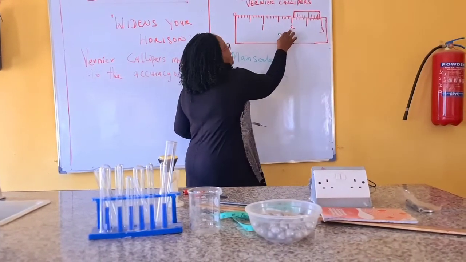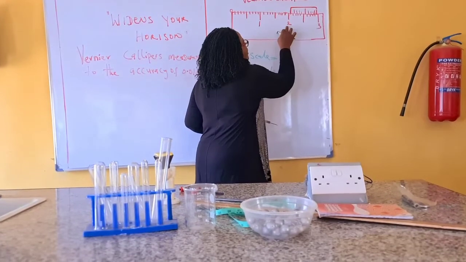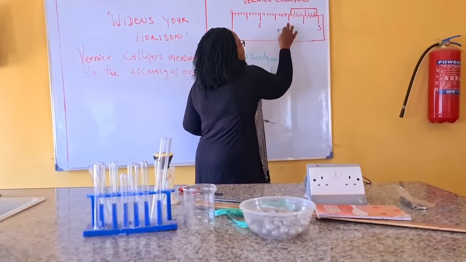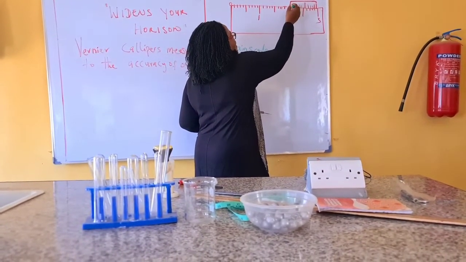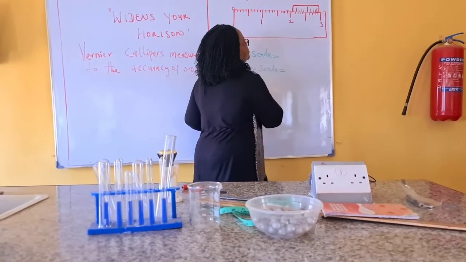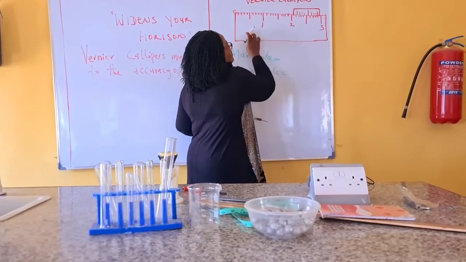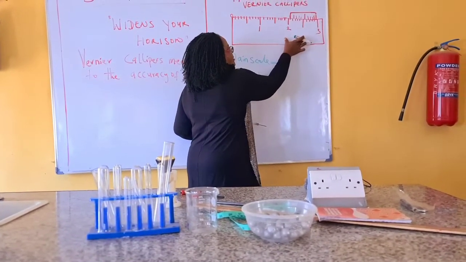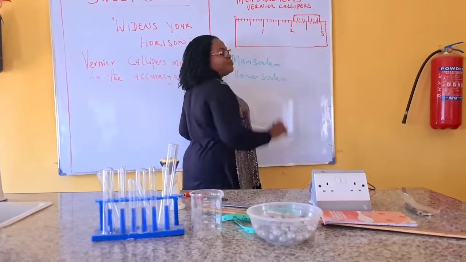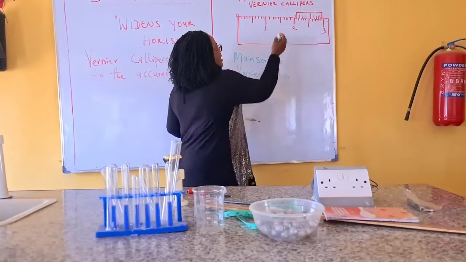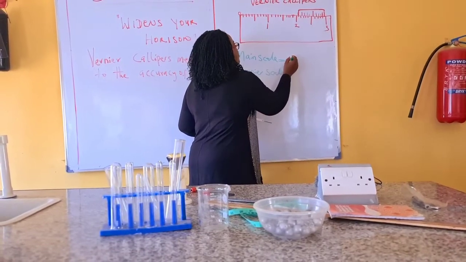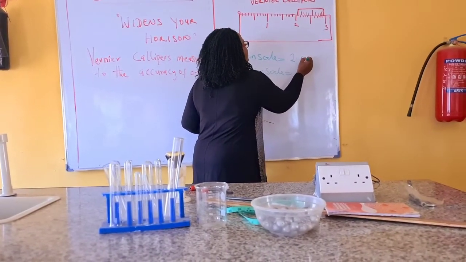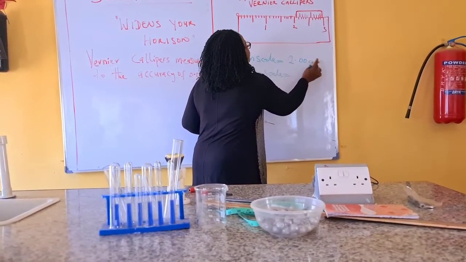And 2 is the last number on the main scale before the commencement of our vernier scale. I said always read the last number on the main scale before the commencement of the vernier scale. Now we have 2, so you now write 2.00. We are recording in centimeter.